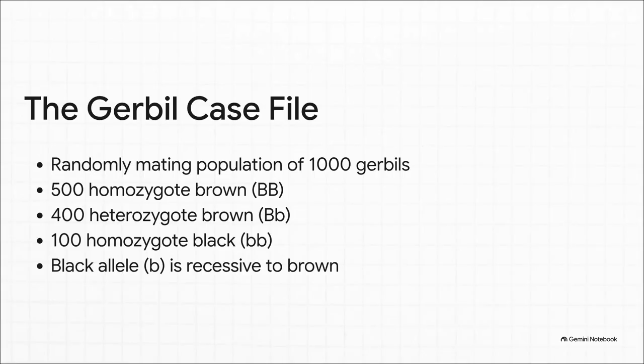Okay, let's lay out the concrete facts of our gerbil case file. We're looking at a randomly mating population of exactly 1,000 gerbils. When we observe them and sort out their genotypes, we find 500 homozygote brown gerbils, that's capital B, capital B. We have 400 heterozygote brown gerbils, capital B, lowercase b. And we have 100 homozygote black gerbils, 2 lowercase b's. The notes also establish that the black allele is recessive to the wild-type brown.